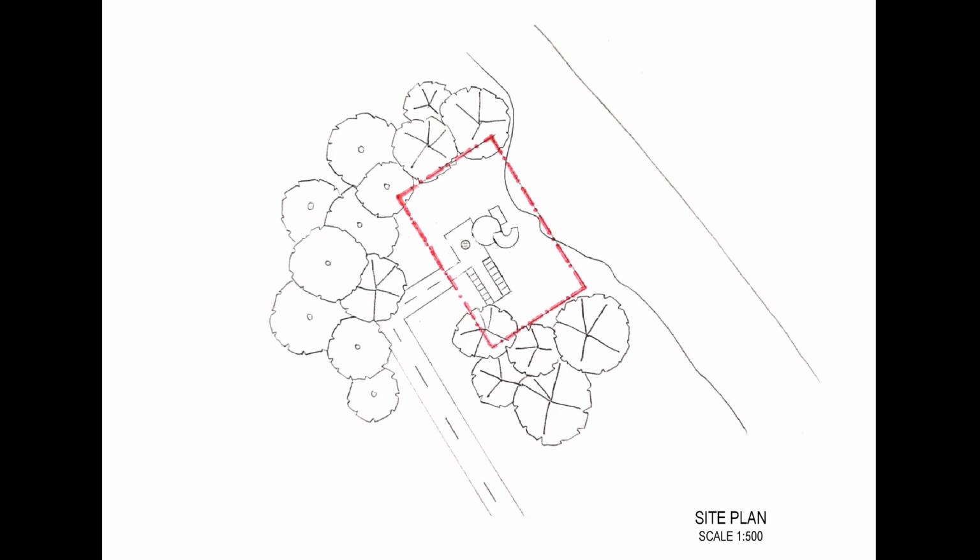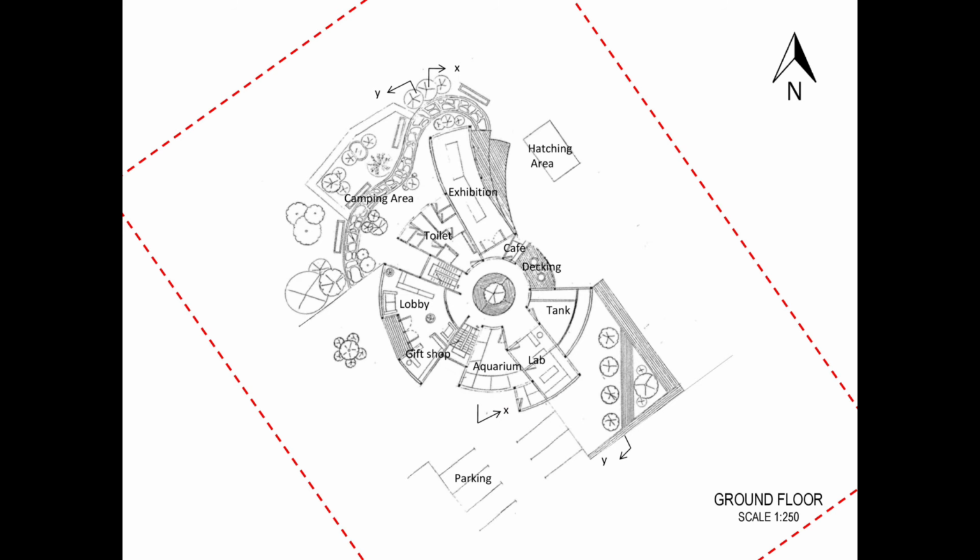Then we proceed to the site plan. As we can see, this is how people connect to the building. For the ground floor plan, I have applied a radial organization where people enter from the lobby, which is connected to the gift shop for visitors to buy souvenirs. Then people will walk around the landscape and the center. Then they will meet the aquarium, lab, and tank on the right side.